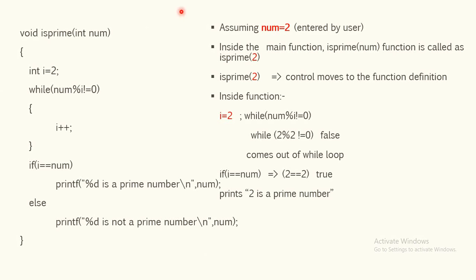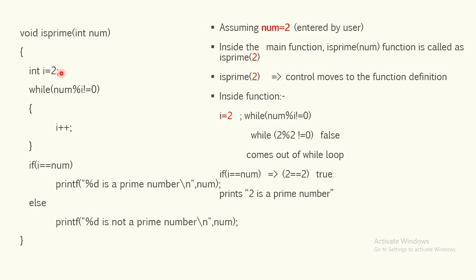The main process that we do here is the function definition, inside that. This is the function header. Void isPrime. It does not return any value. That's why we have mentioned it as void. And the parameter it takes is num.